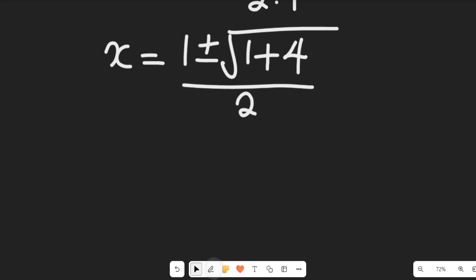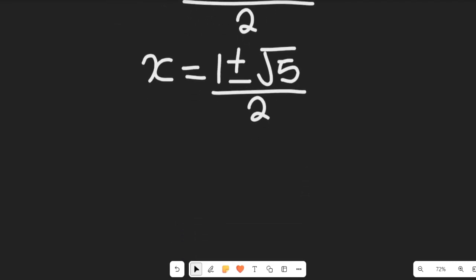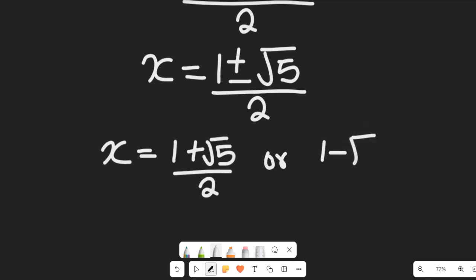So the value of our x will be equal to 1 plus or minus the square root of 5, and this will be divided by 2. So the value of our x is equal to that. So the value of our x can now be equal to 1 plus root 5 divided by 2, or it can still be equal to 1 minus root 5 divided by 2.